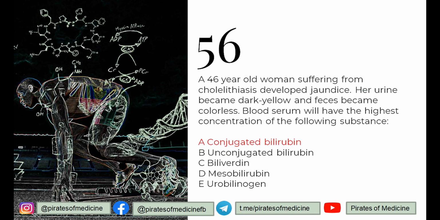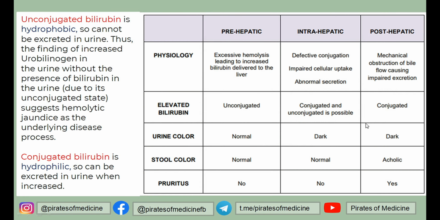Next question is that a 46-year-old patient suffering from cholelithiasis developed jaundice. Her urine became dark yellow and feces became colorless. Remember, when feces become colorless, the blood serum will have highest concentration of conjugated bilirubin. So this is also obstructive jaundice because cholelithiasis is formation of stone in the bile, even in the gallbladder. So this will lead to elevation of conjugated bilirubin. Understood? We understood in this table that in conjugated elevation, the feces are colorless or acholic.